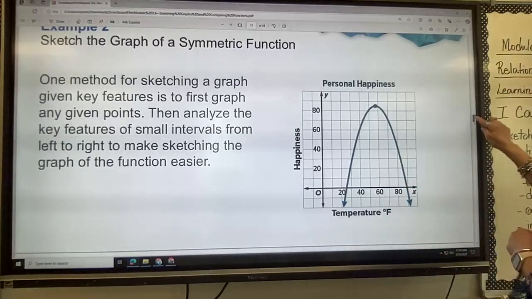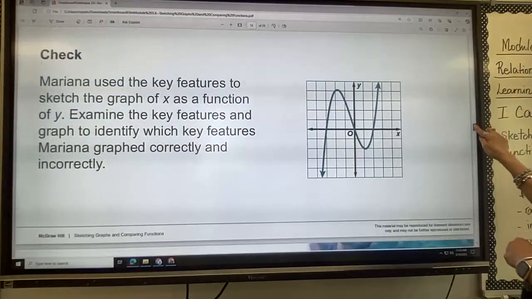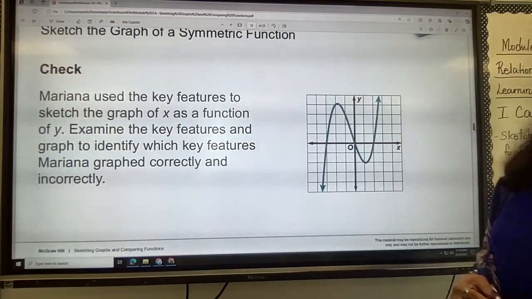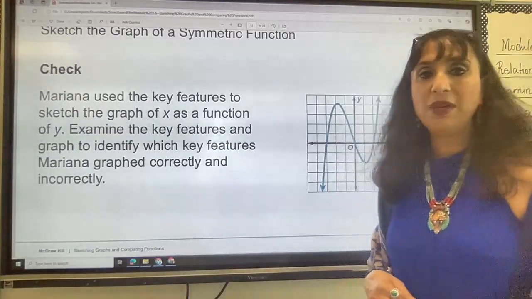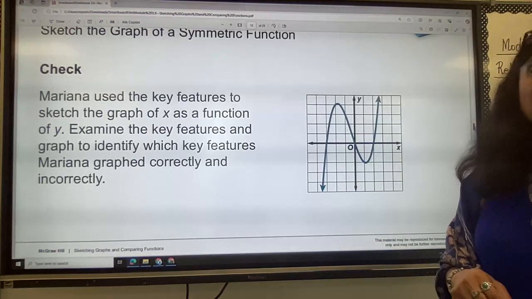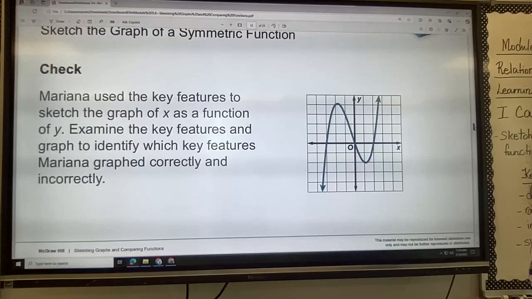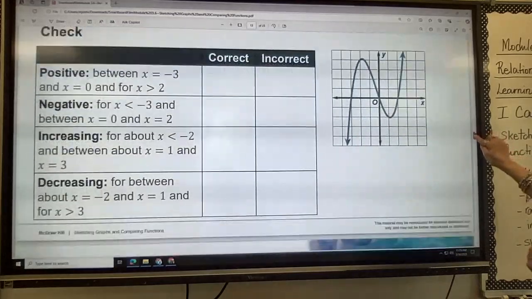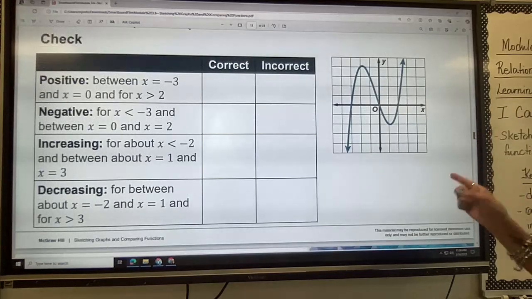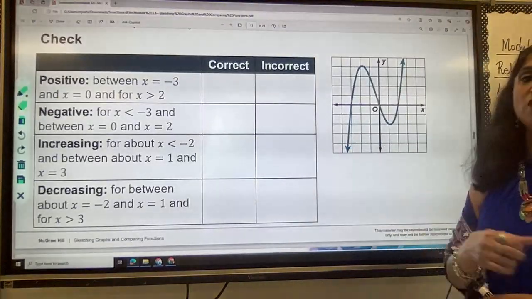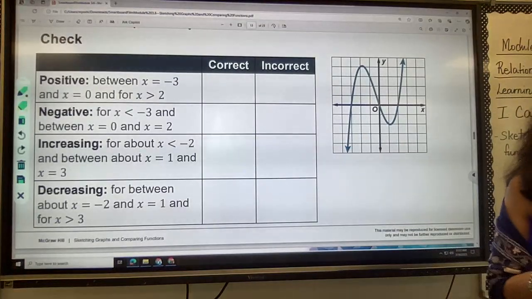Okay, all right. Let's look at another example really quick, and I'm going to talk about the key features to sketch the graph of x as a function of y. And we're going to examine the key features and graph to identify which key features Mariana graphed correctly and incorrectly. Okay, so this is what we have, and then we're going to look at these key features. And let's see what she graphed correctly or incorrectly by looking at this one. All right, so we are looking at which of these statements was graphed correctly or not.